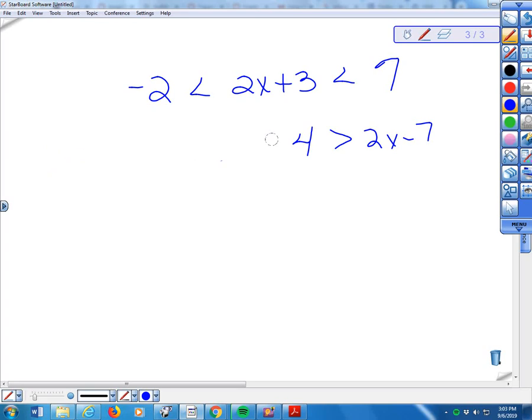So let's talk about this first one and how we would solve it. So you could go ahead and write two different inequalities. That's one option.